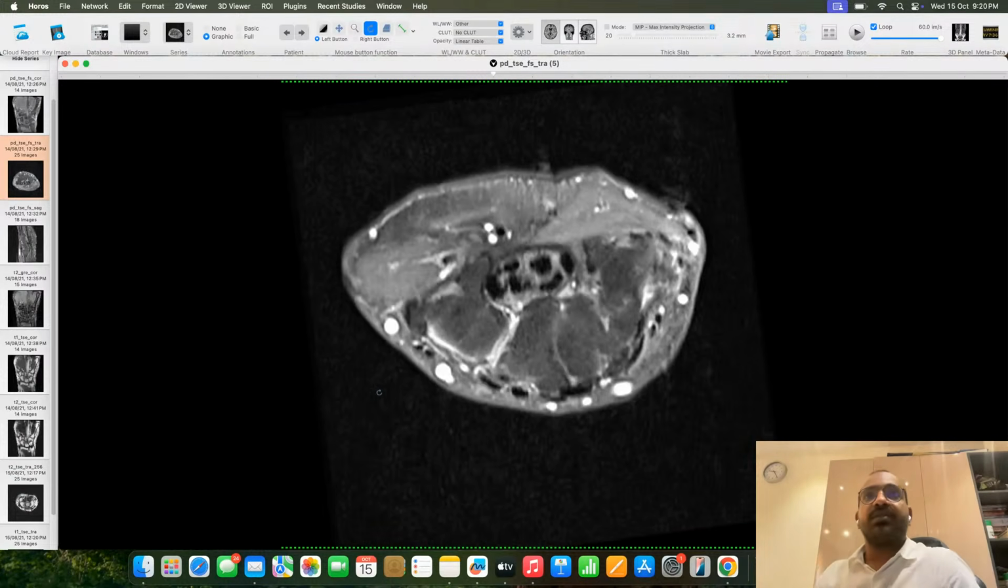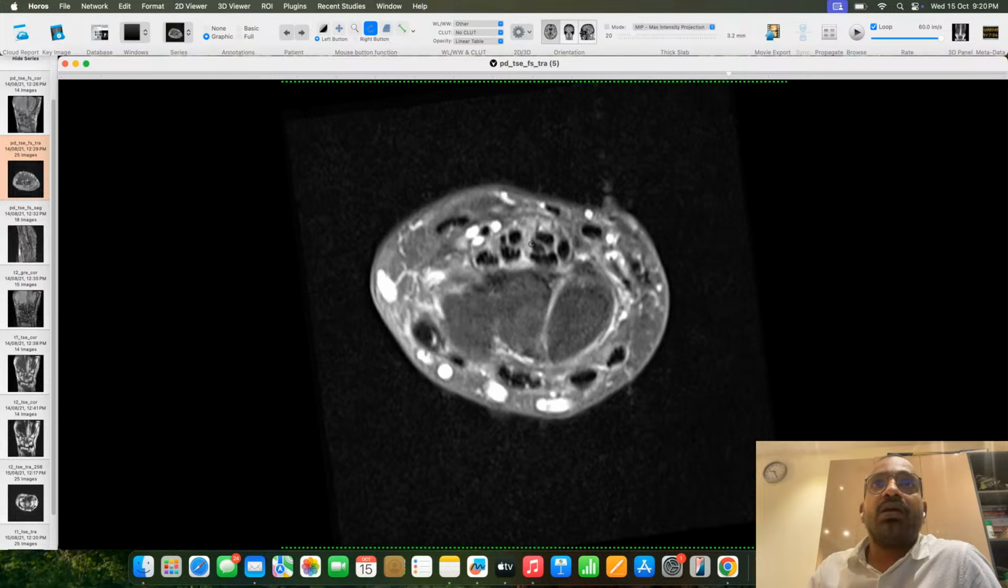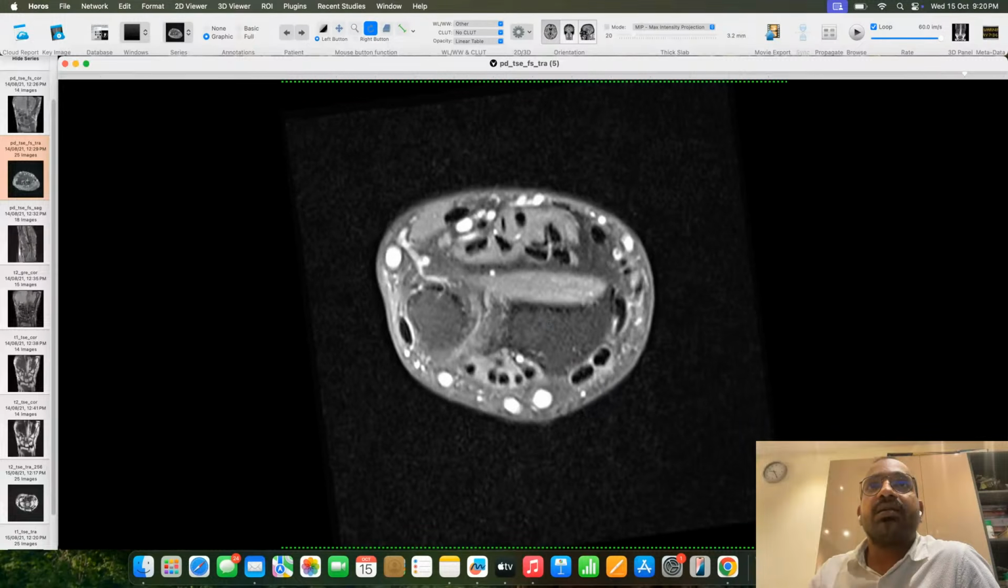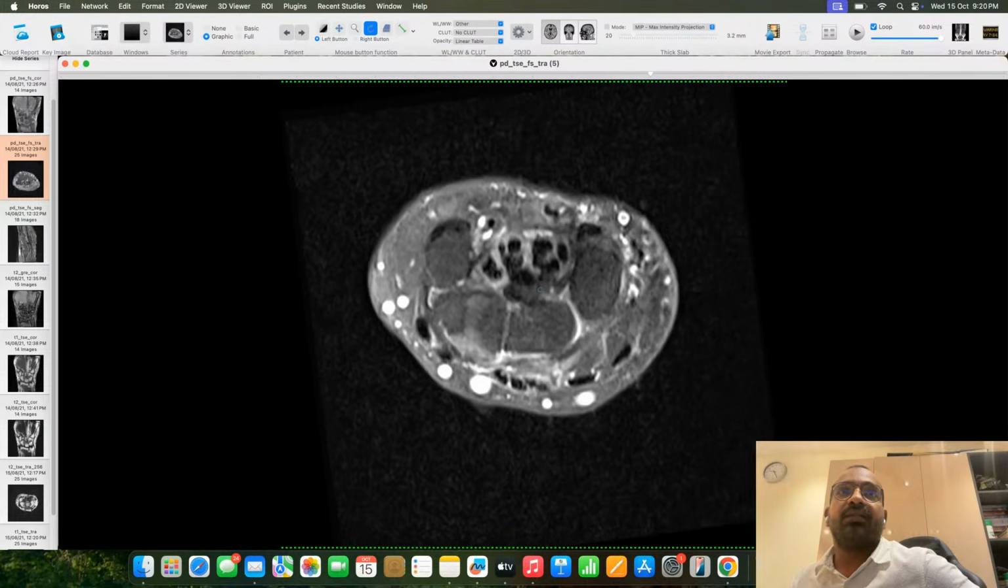If this is a PD image, we can see this is the median nerve. What is happening to the median nerve? This is at the level of the pronator quadratus muscle. And this is the inlet of the carpal tunnel, usually at the level of the pisiform.